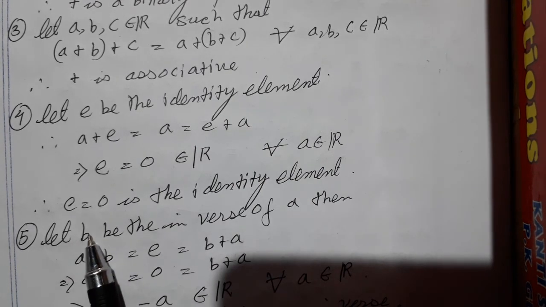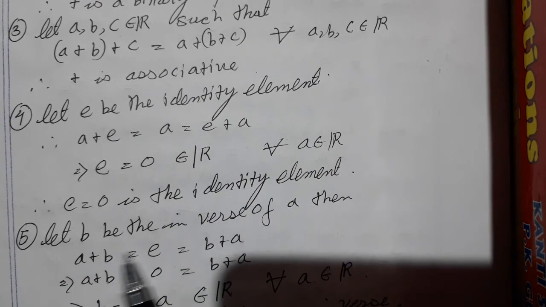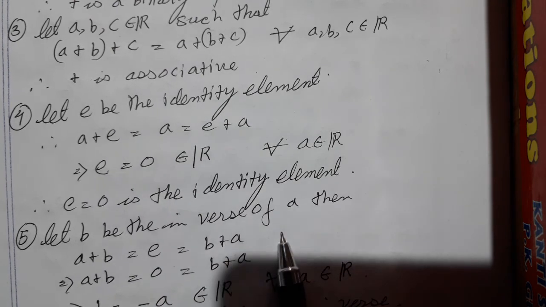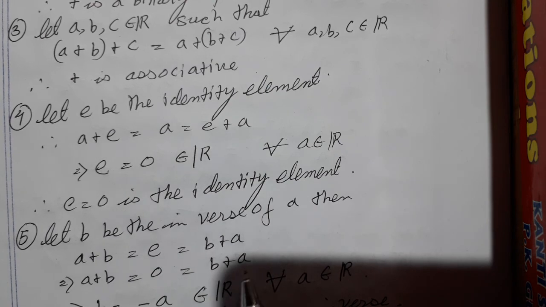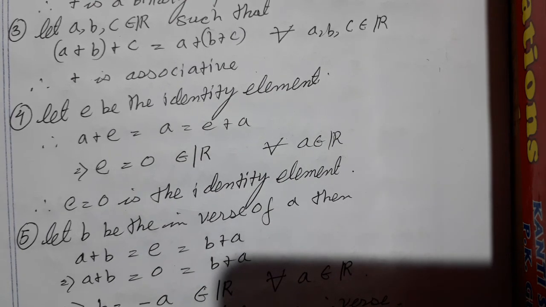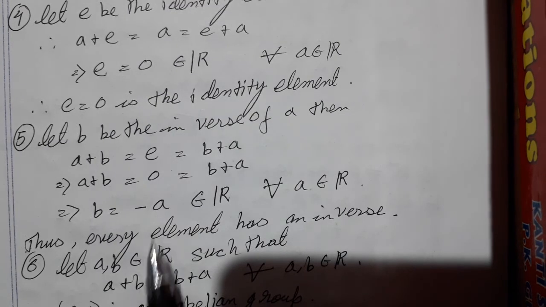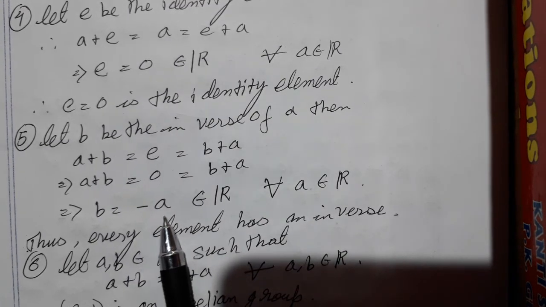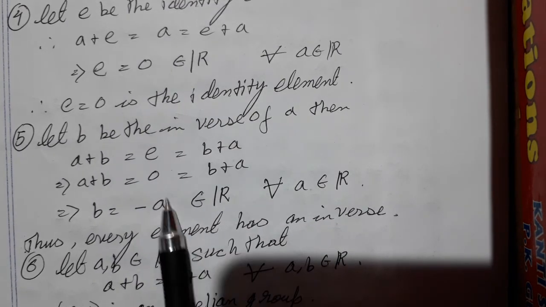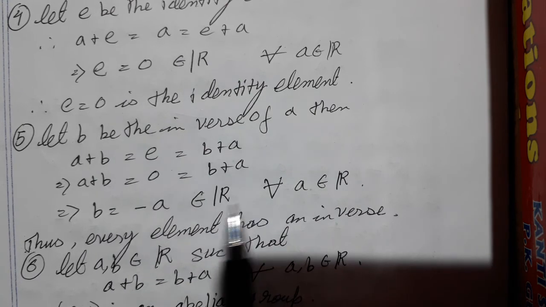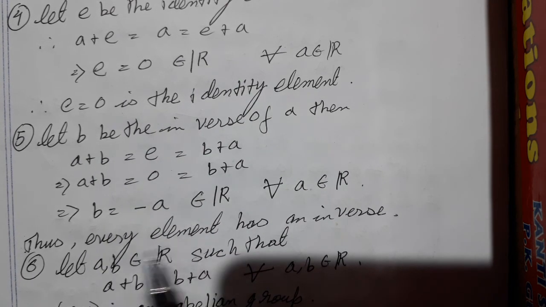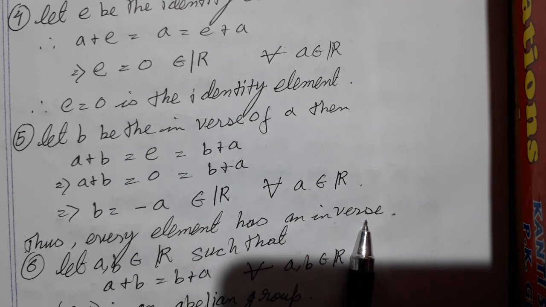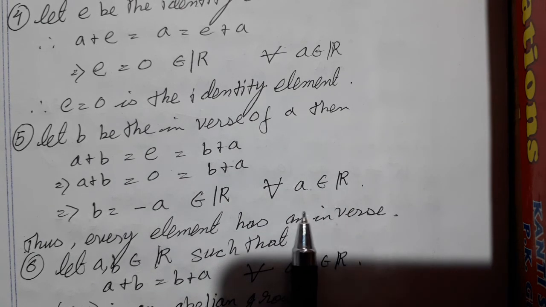Now suppose I take b to be the inverse of a, then a star b should be equal to the identity, which is equal to b star a. So a plus b is equal to the identity, which we got as 0, so 0 equals b plus a. This implies we can find that b is nothing but minus a. If a belongs to the real numbers, then minus a will also belong to the real numbers. So we got the inverse. Under addition every element has an inverse.